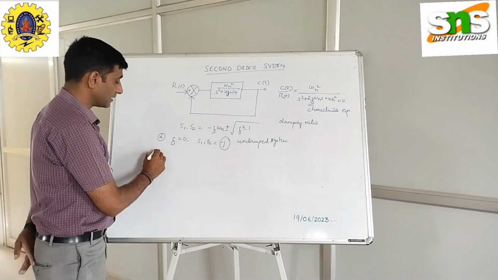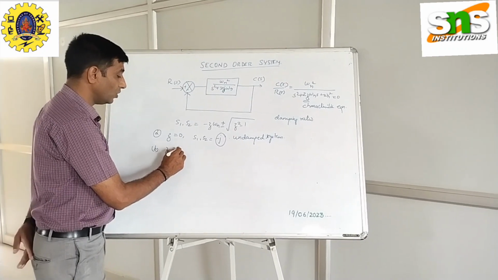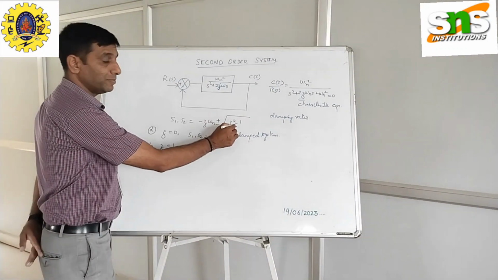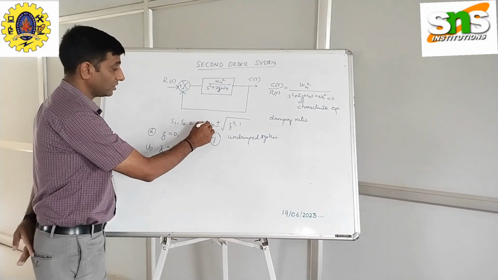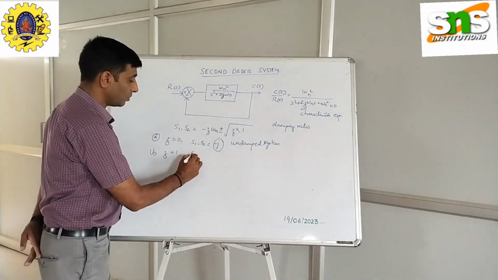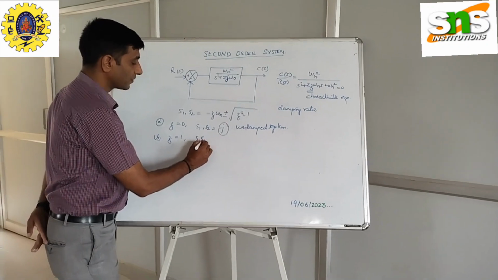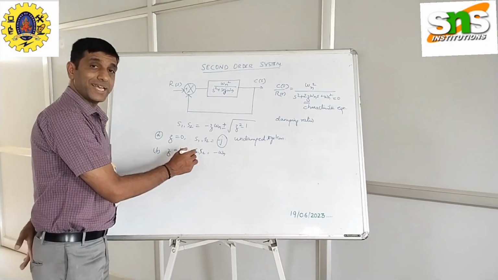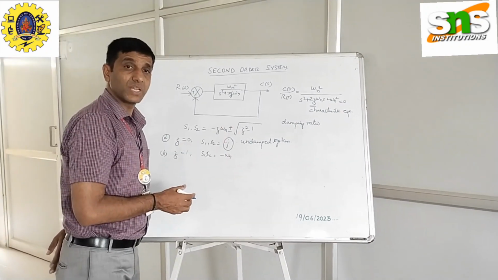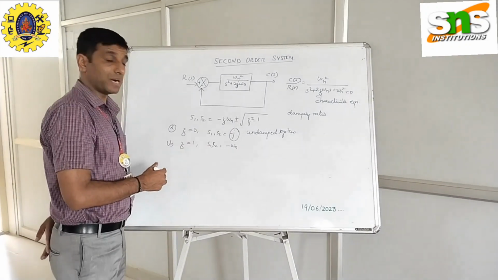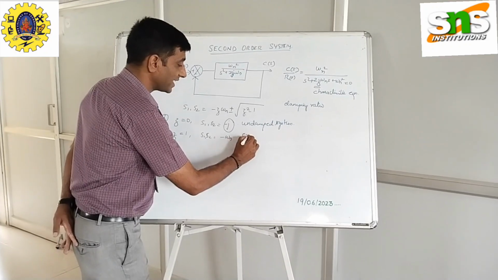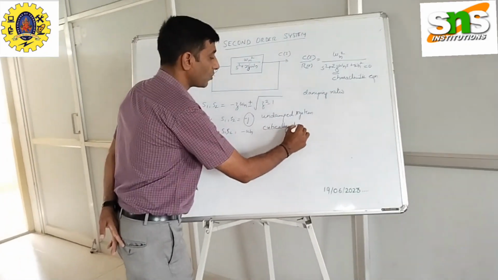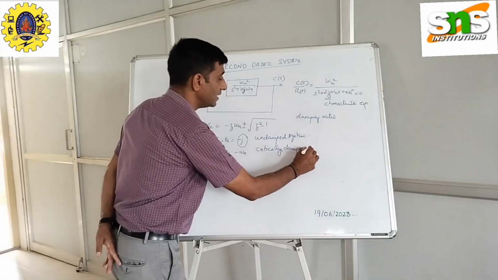Similarly, in the second case, when zeta is equal to 1, you can see the square root term becomes 0. So we are left with zeta equal to 1, and s1, s2 is equal to minus omega n. Here the roots are equal, and you don't have any imaginary part. Such a system is called the critically damped system.